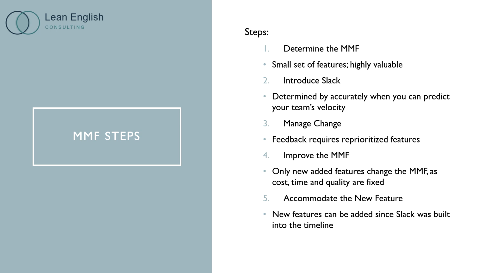Fifth, the team can accommodate the new features because of the slack that is built into the timeline. This allows the team to underpromise and overdeliver. So, in our example from before of the customer who decided on a convertible car, the team will tell the customer they can build it in 6 months, but it will actually be built in 5 months.